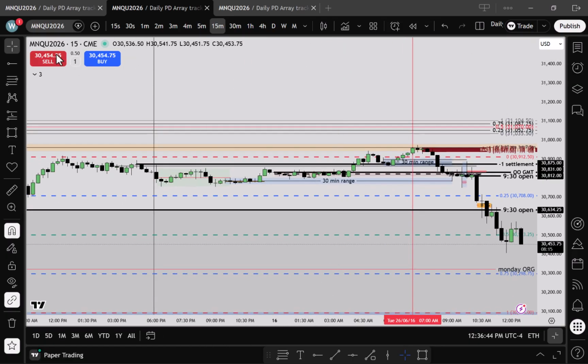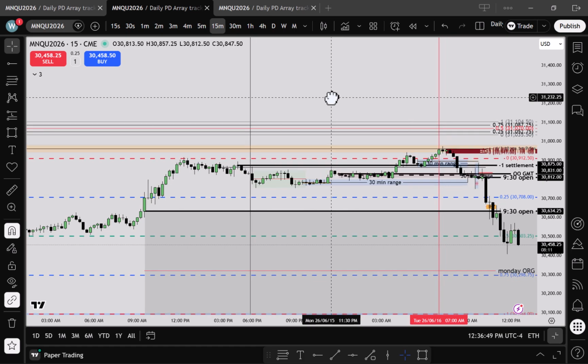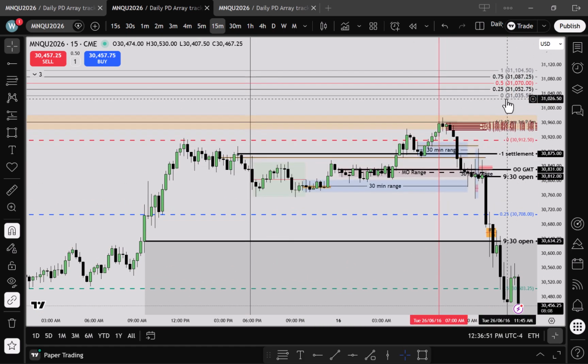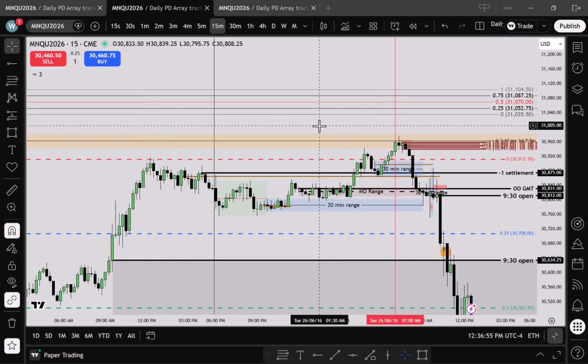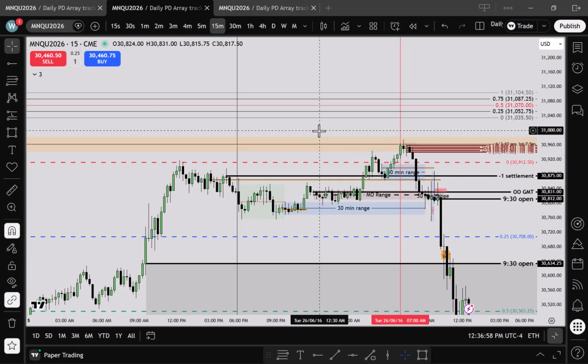So obviously, aside from the contract change that I already mentioned to you, this is how I was kind of looking at the day. This is the 15-minute chart.